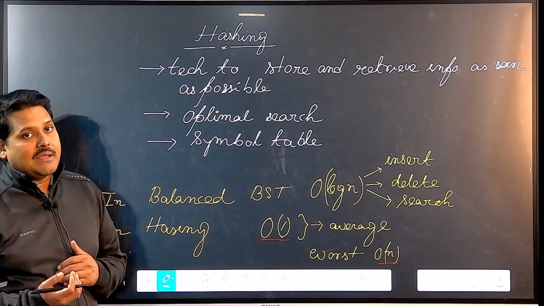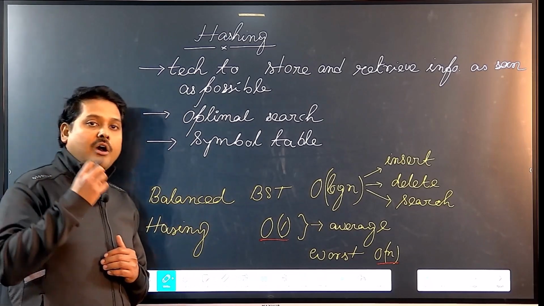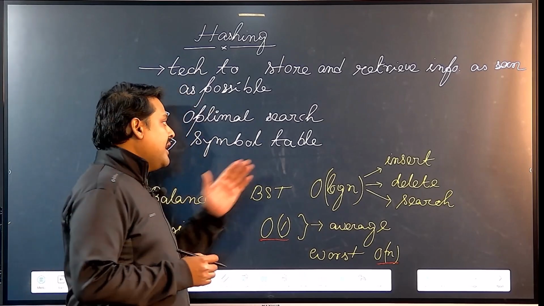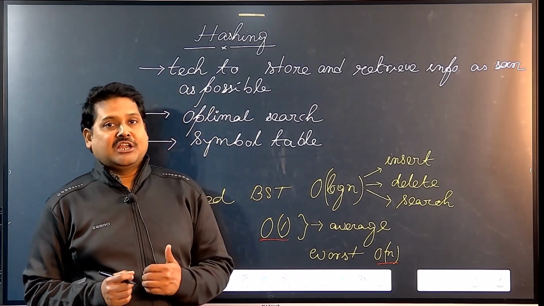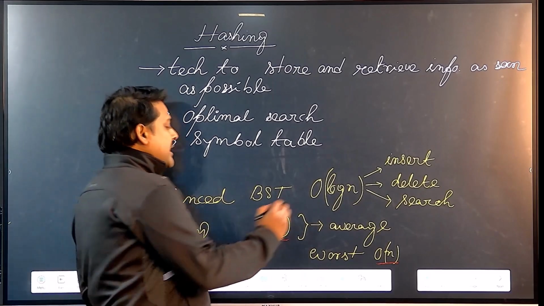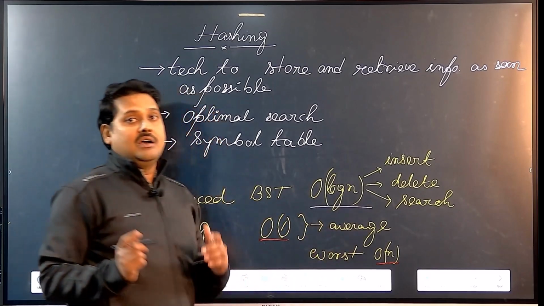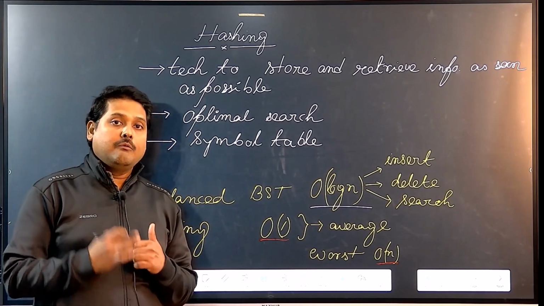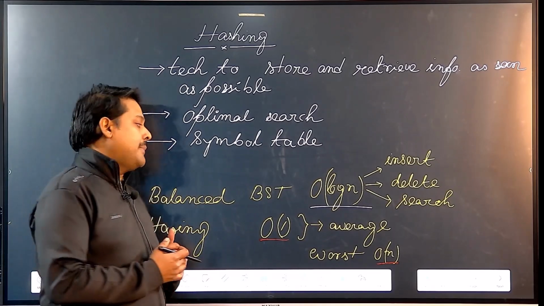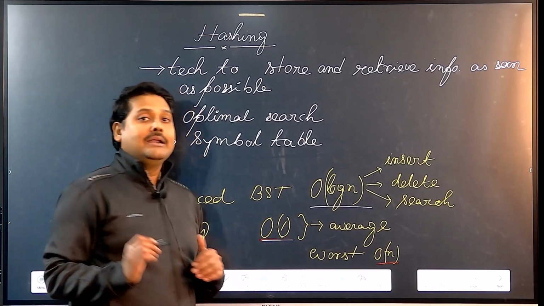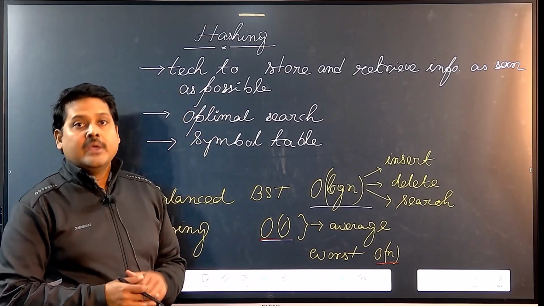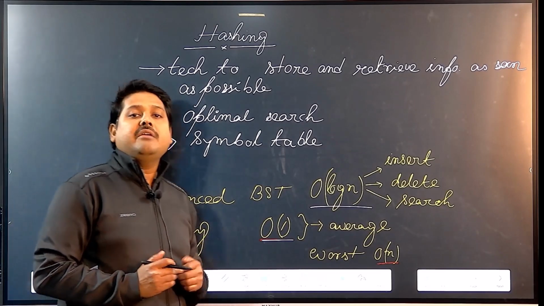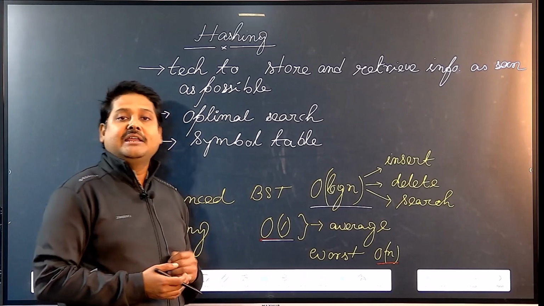There are multiple purposes where we can use this hashing technique, like optimal search, as in the case of symbol tables. In our balanced binary search tree, we observed that for insert, delete and search, the worst case time complexity was big O of log n. But if we want to perform all these operations in big O of 1, then hashing performs well, and this technique is used in many places.